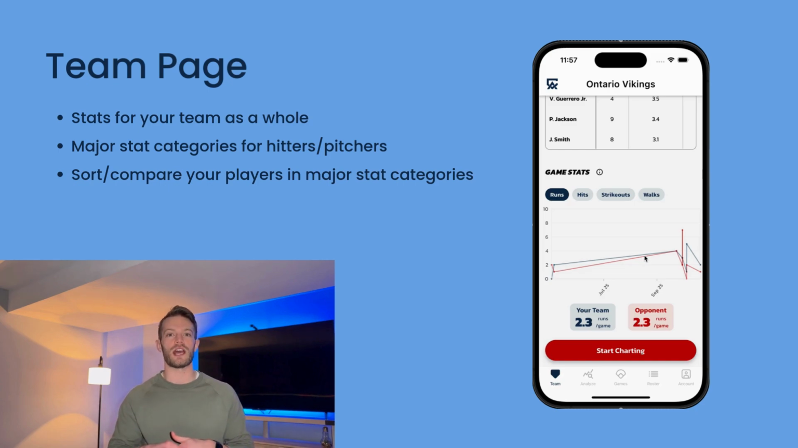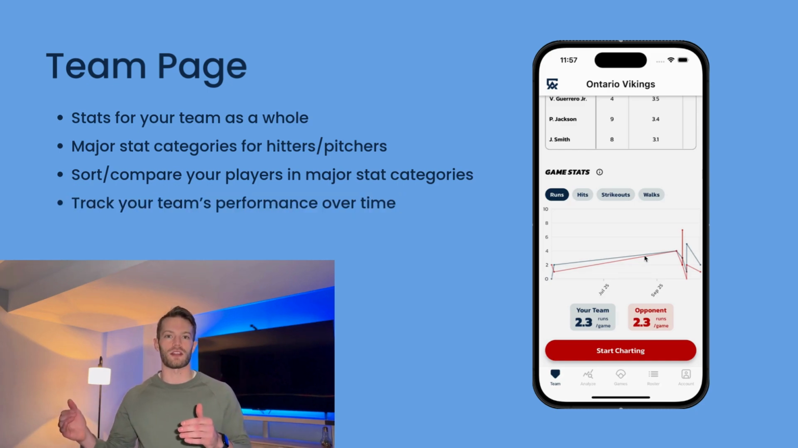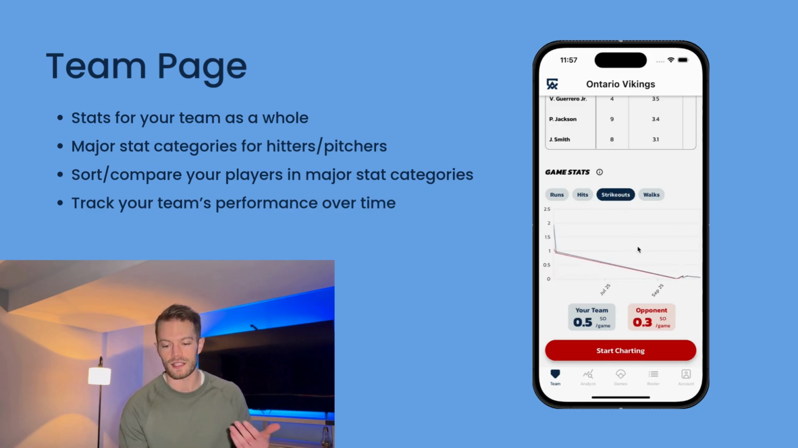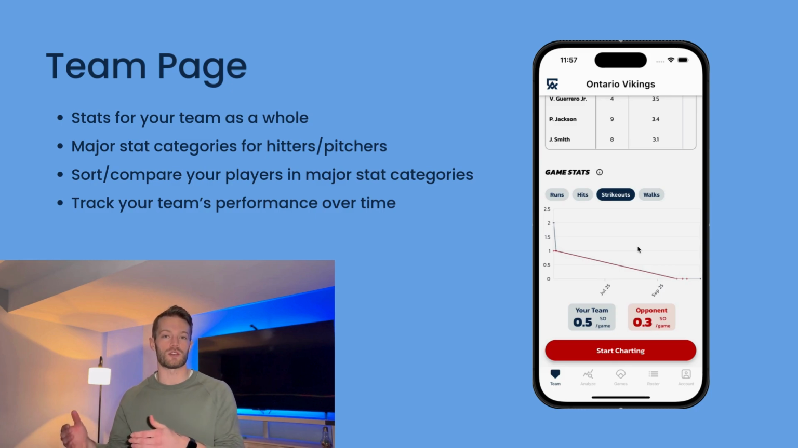This is where you can see how your team is trending in different major stat categories as a whole. So right now it's set up to runs, and you can see how they're increasing runs per game, but you can also do it for different stat categories like hits, strikeouts, things like that, and you can see how you compare against your opposing teams as well.